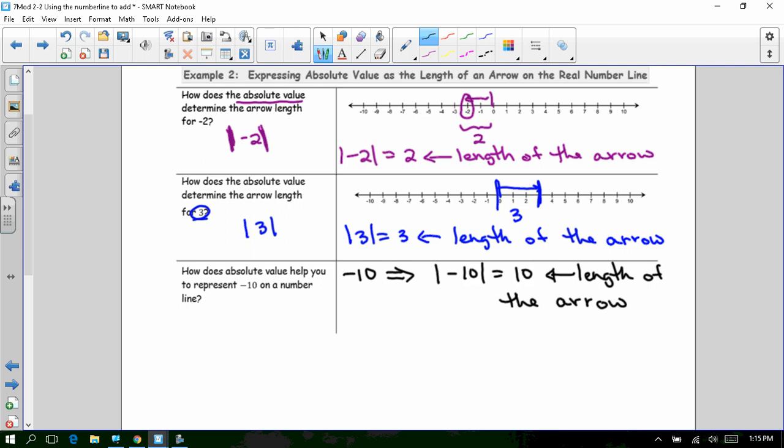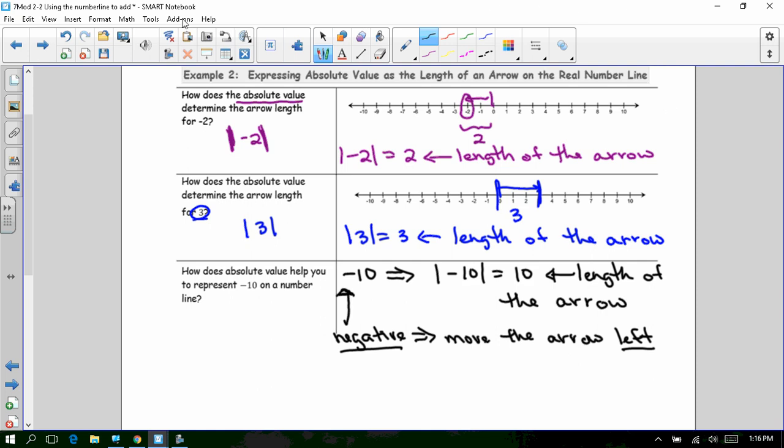How do I know which direction I'm going to go from 0? Am I going to go to the left or to the right? How do I know that? Well, that's based on that negative, right? Because it's negative, the negative tells me that I'm going to move or draw my arrow to the left. Negative tells me left. Or if this was a number line that was vertical, we would say it would move down, right? That's what that would tell me.